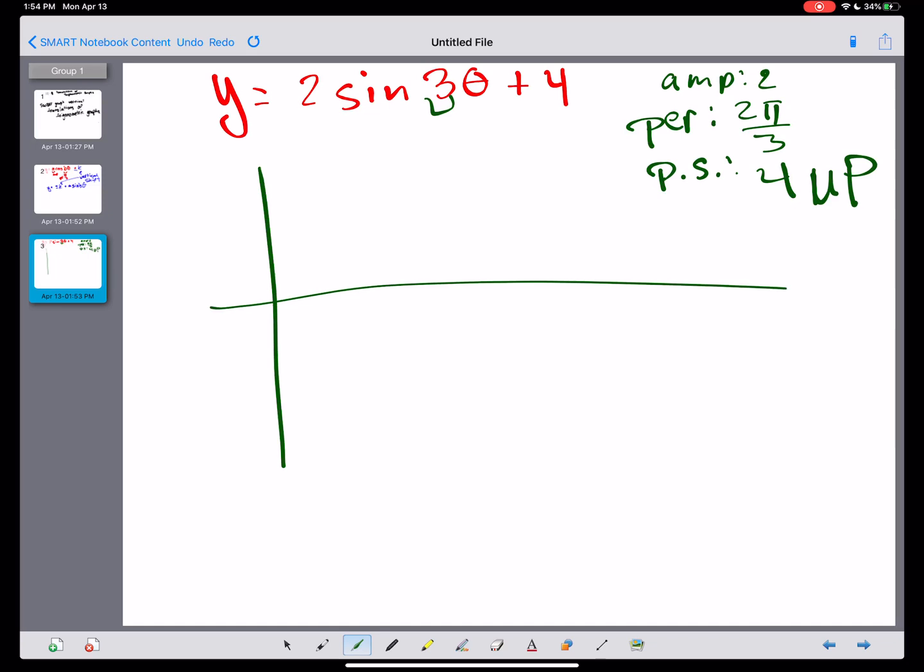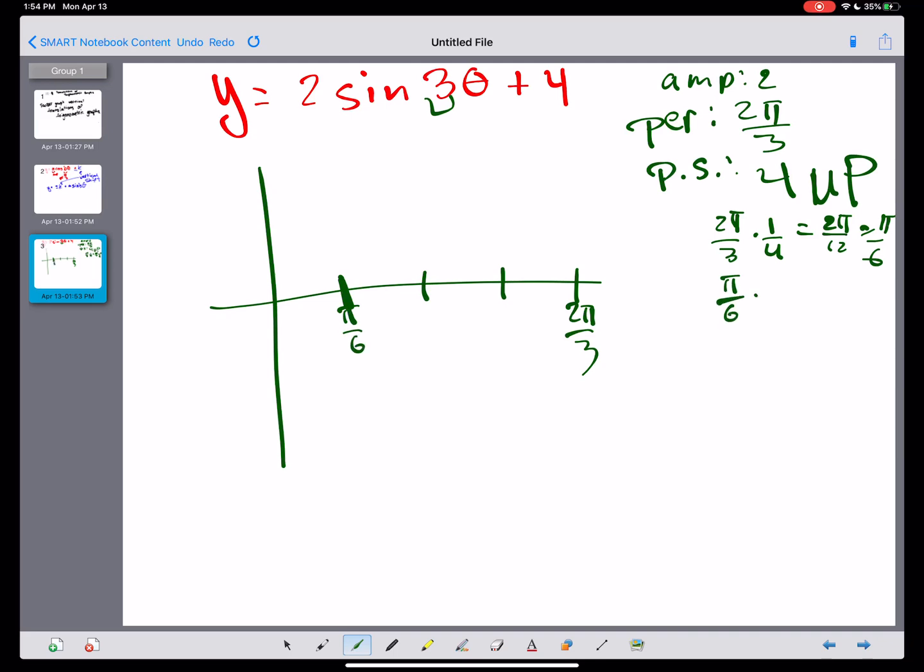So same thing. I'm going to draw my 4 dashes. 1, 2, 3, 4. Throw your period at the end. 2 pi over 3 goes at the end. To find this first coordinate, if you guys remember correctly, we're going to take our period and multiply by 1/4. That's 2 pi over 12, which is pi over 6. My next point, I'm going to take that first point, pi over 6, and multiply by 2, so I get 2 pi over 6, which is pi over 3. To find that third point, I'm going to take pi over 6 again, it's off of pi over 6 always, and multiply that one by 3, so I get pi over 2.